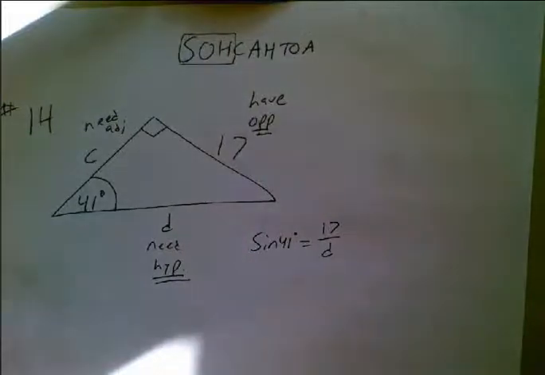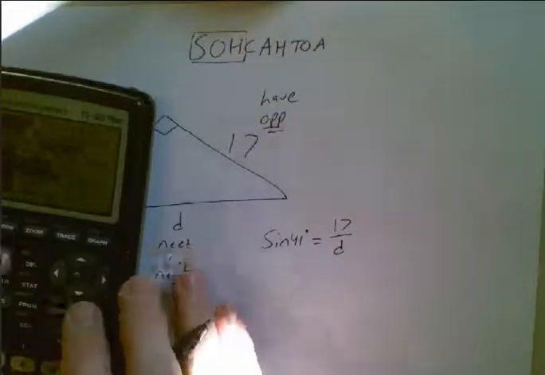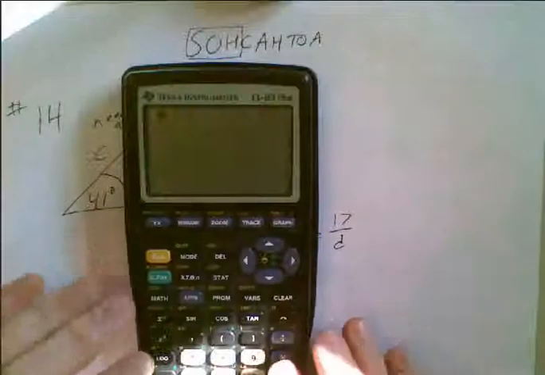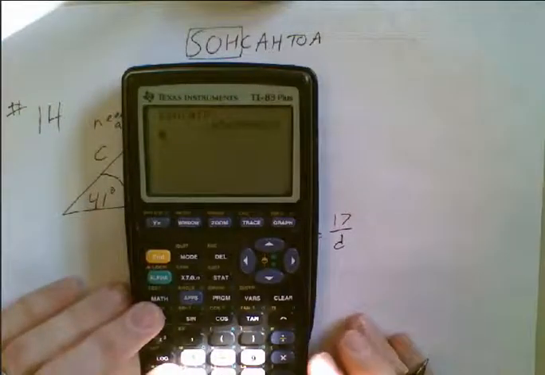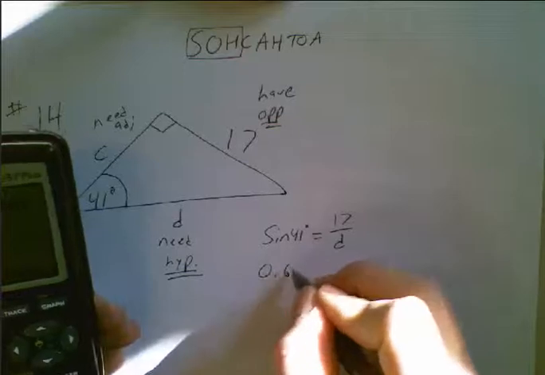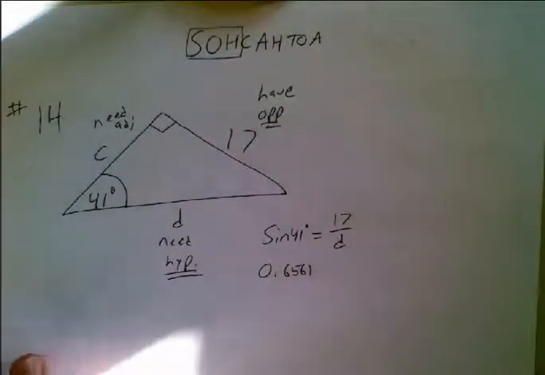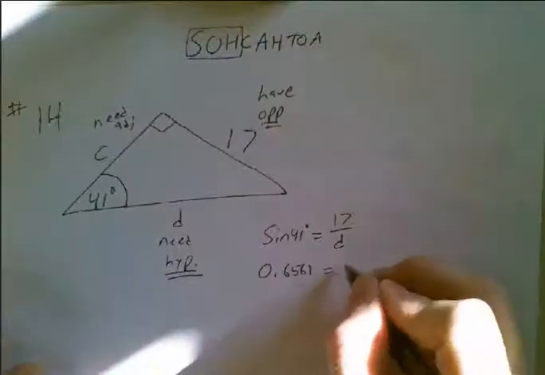Alright, sine 41, right from the calculator. Let's see. Put that in there. Sine 41 is 0.6561. Straight from your phone or your calculator or Google, whatever you're going to use, equals 17 over D.